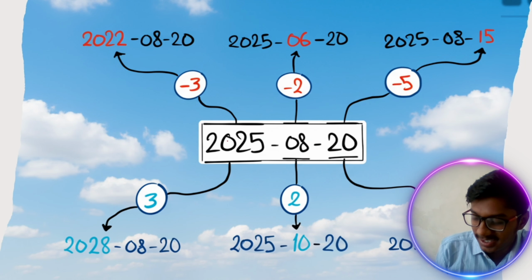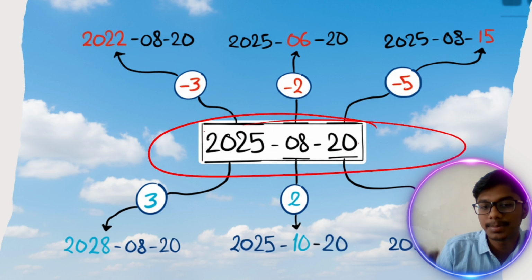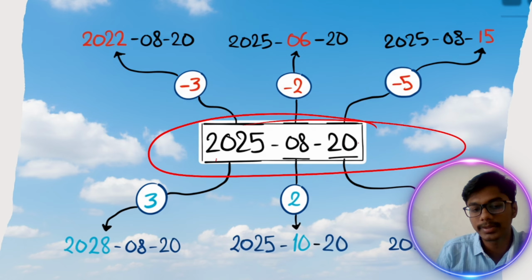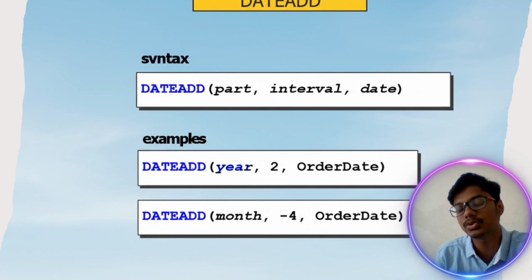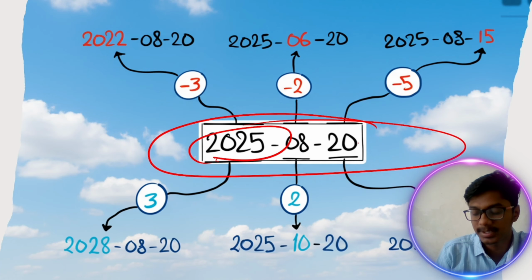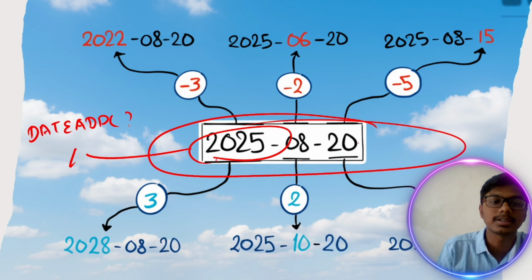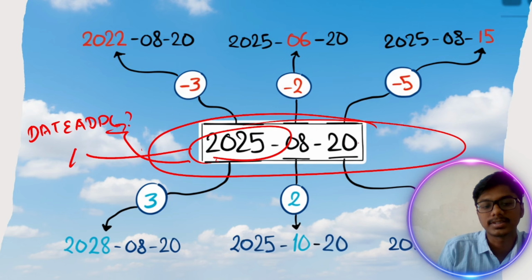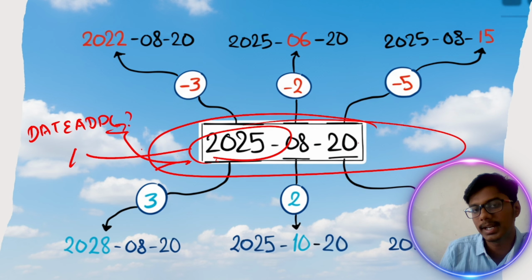Consider, guys, the date we already discussed, 2025-08-20. Consider this as an example date. If we want to add 3 years to this date, what is the date now? I'm giving this date to the DATEADD function, and I'm going to write it down here. If I give this date to the DATEADD function, it takes an interval, and the syntax will be shown at the end of the video.